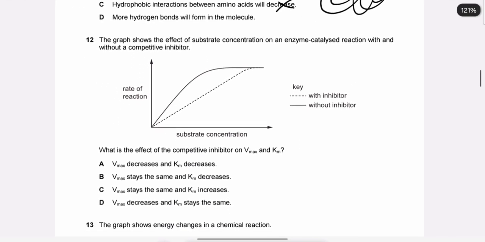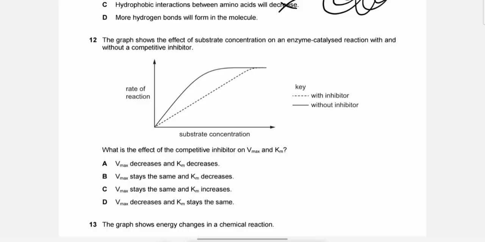Then for number 12, the graph shows the effect of substrate concentration on an enzyme catalyzed reaction with and without a competitive inhibitor. Then the question is, what is the effect of the competitive inhibitor on the maximum velocity and the Michaelis-Menten constant, Km? Then A is saying the Vmax decreases. I don't see that happening because we are reaching the Vmax with the inhibitor and without the inhibitor. We can see that both of these graphs do meet here, which is our Vmax. So for us to say the Vmax decreases would be wrong.